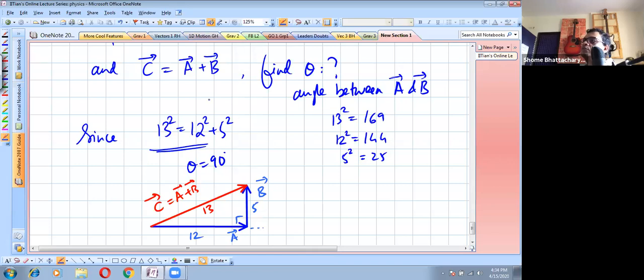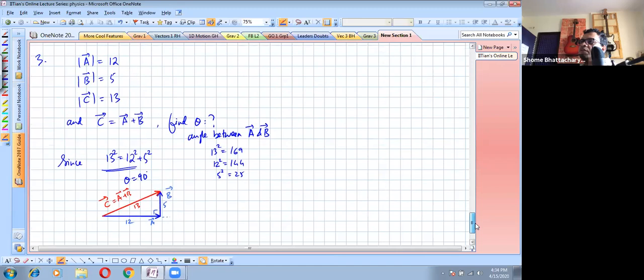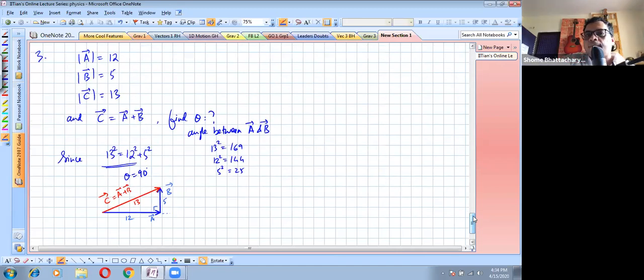So this is the complete solution. I'm just minimizing this for a moment for you to catch the whole thing, but very simple question, very much based on the first question. So this is the complete solution of the third question. You can also do this by the algebraic method using the root of a square plus b square formula, and you will get cos theta to be 0 again.